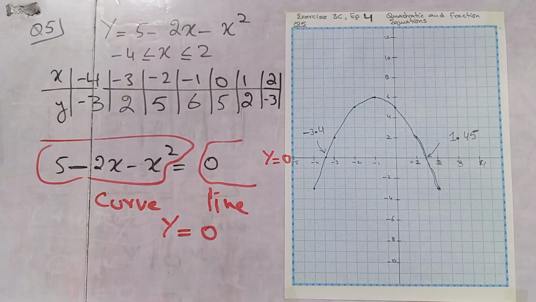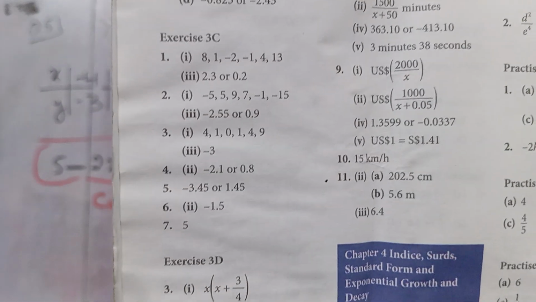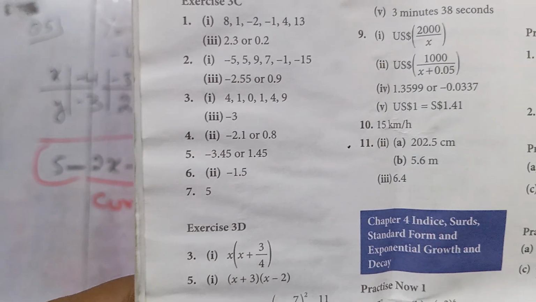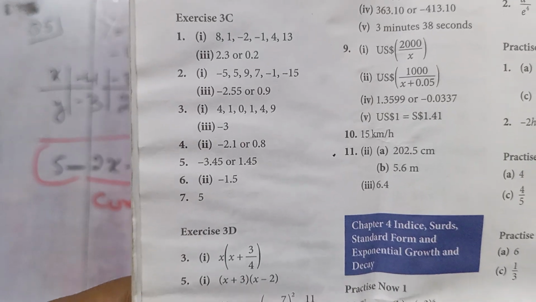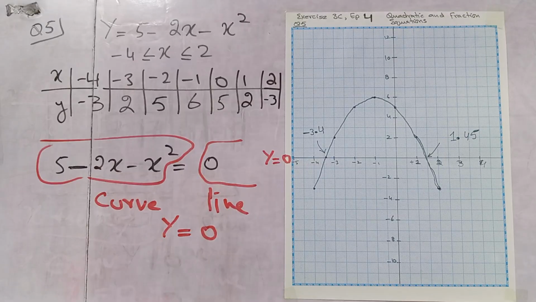We have the answers in the book, and if our answer matches, you see, because we are working from the graph, and the graph we have drawn ourselves, a little bit up and down is possible. Okay, so here we go. We have exercise 5C. The question number 5, the answer is minus 3.45 and 1.45. So our answers are approximately right. So this is how you will do the question number 5 of the exercise 3C.